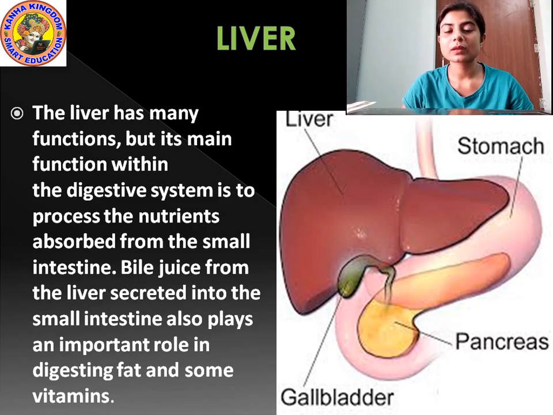Understood? So this is the function of the liver in our body. It produces bile juice that helps in the digestion of fats and vitamins from the food that we eat.